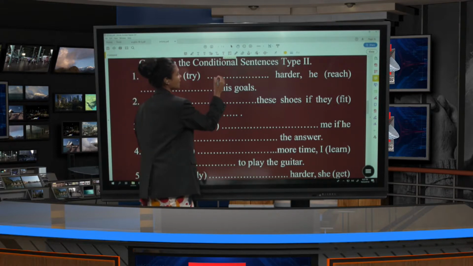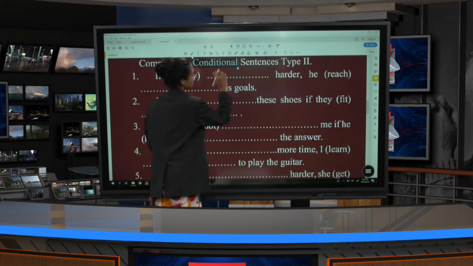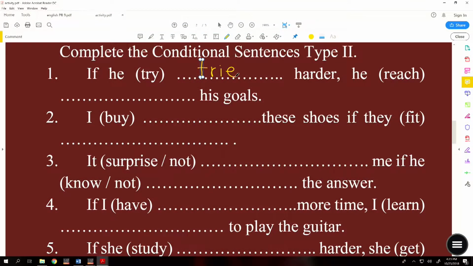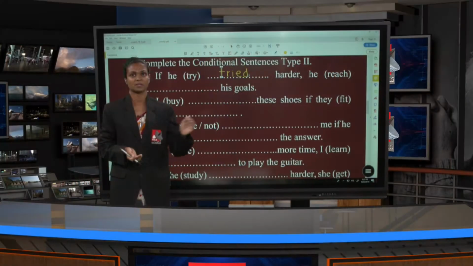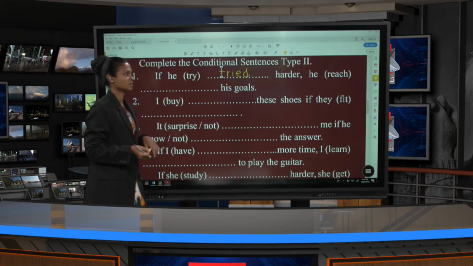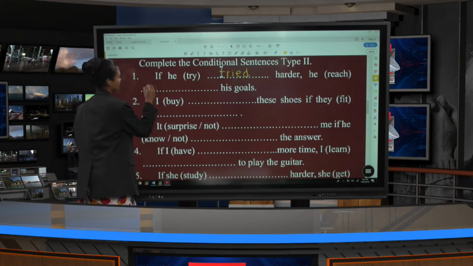So, if he, what is the answer here? If he tried. T-R-I-E-D. Right? If he tried harder. He, that is the main clause. How do we construct the main clause? Would plus verb. Then he would reach his goals. The answer should be like this.